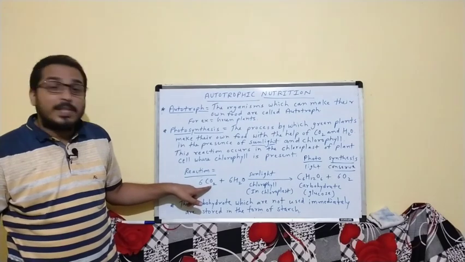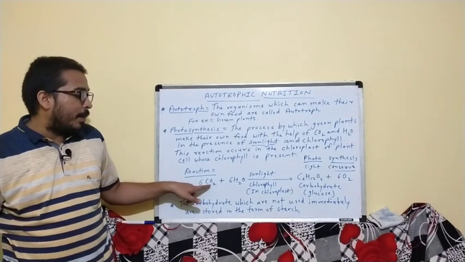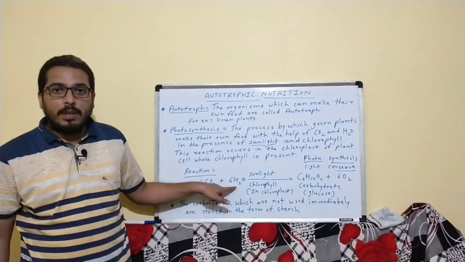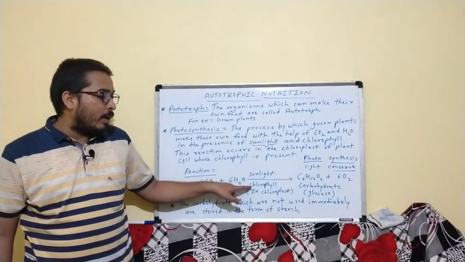Now we will see the reaction. 6 CO2, CO2 means carbon dioxide, you know very well. 6 molecules of carbon dioxide react with 6 molecules of water in the presence of sunlight and chlorophyll.